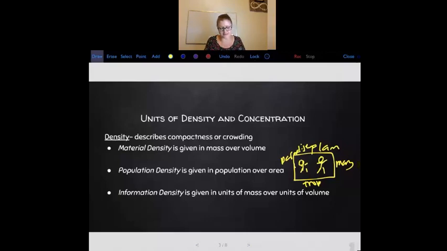Information density is given in units of mass over units of volume. So this has to do with more of memory and digital media.